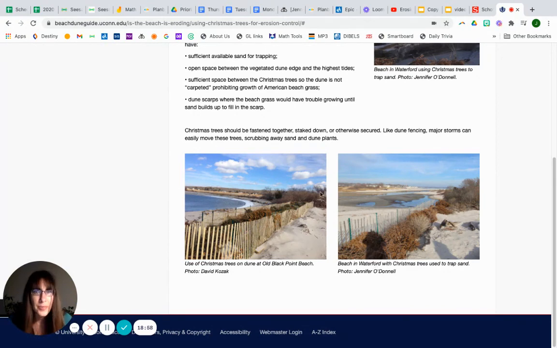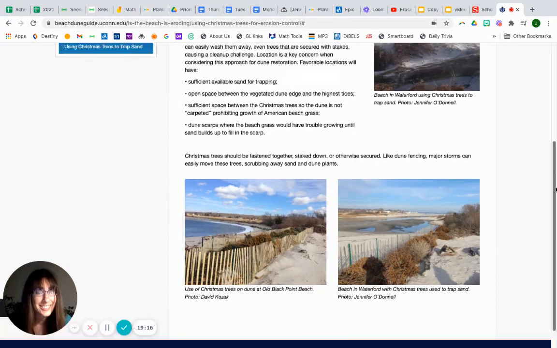So they have the trees, they put up the fence, and then that fence and those trees stop the sand from moving in the wind, right? So the beaches aren't washing away or getting eroded away by the wind. Those fences and the Christmas trees are actually stopping them.